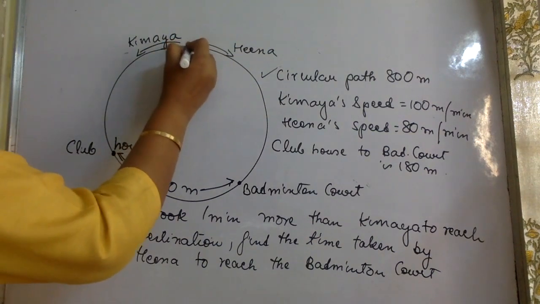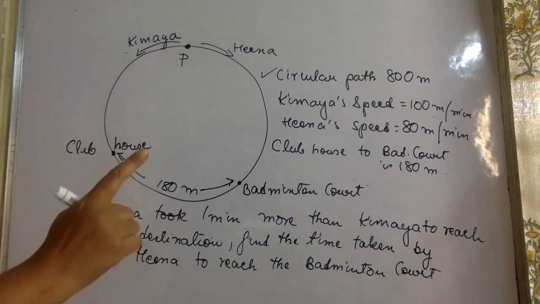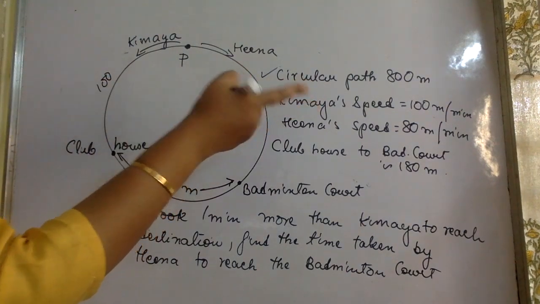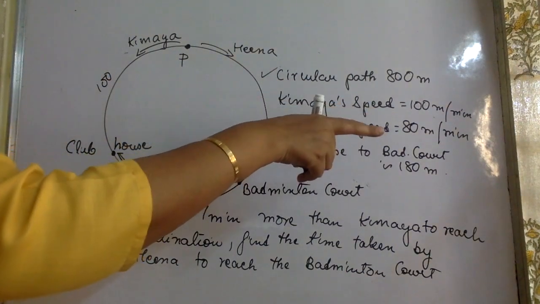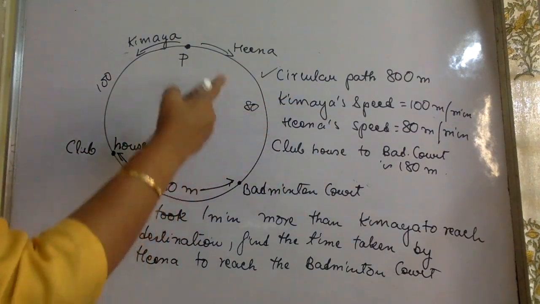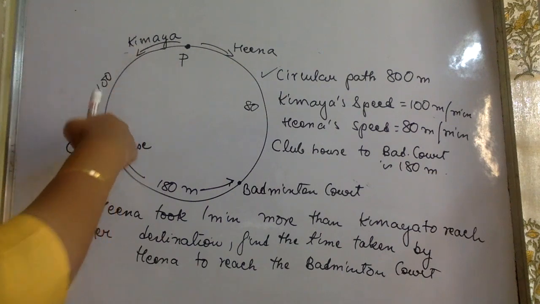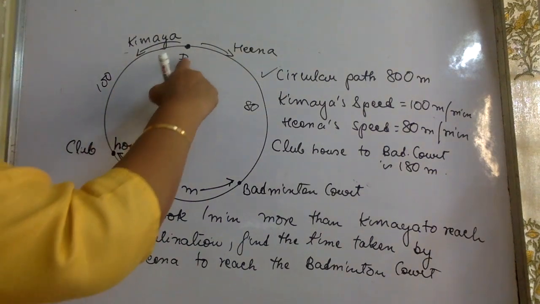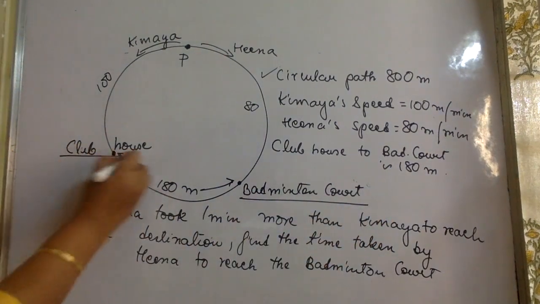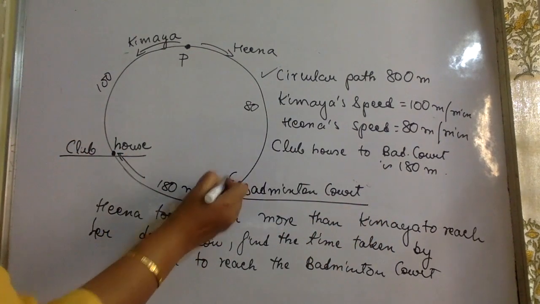They are starting from here at the same time. Kimaya's speed has been given as 100 meters per minute. Now note the units, they are both meters per minute. Here Hina's speed is 80 meters per minute. So Kimaya is moving towards the clubhouse and Hina is moving towards the badminton court. These are the two destinations.